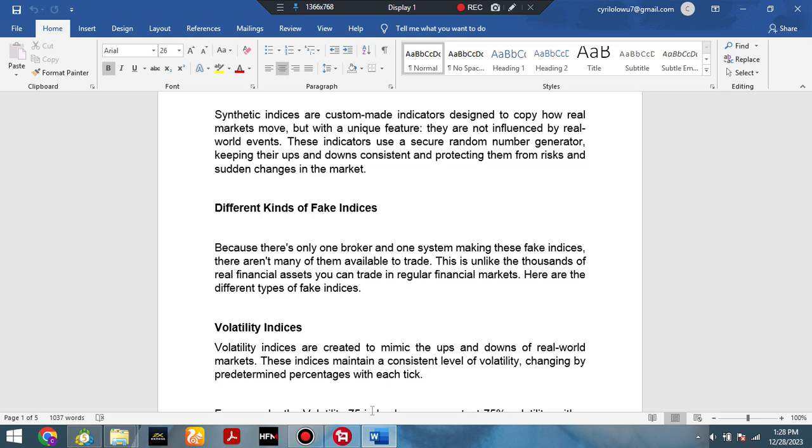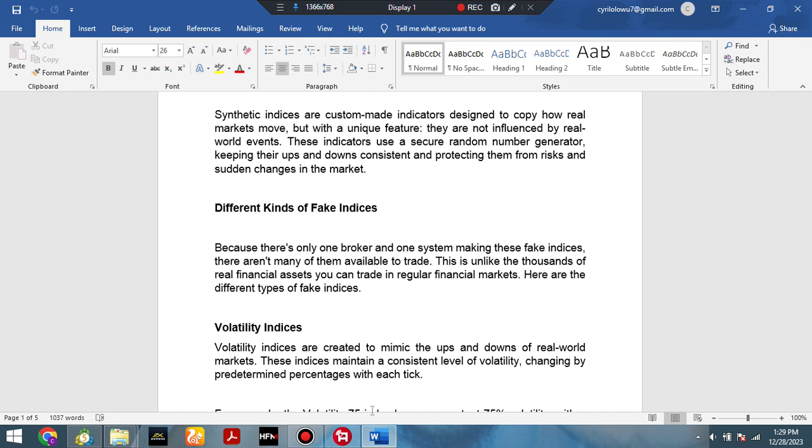So the only difference between these indices and the real market is that the real market is real. That means it's traded by humans. But in the case of this, it's a combination of indicators just to mimic or copy the movement of the real market. So if you are new and somebody is asking you what do you understand by synthetic indices, I think by now you should be able to tell them that synthetic indices are those indices that mimic or copy the real world or real life market.